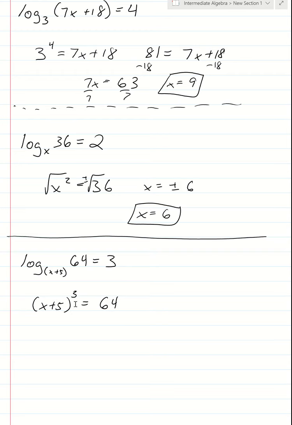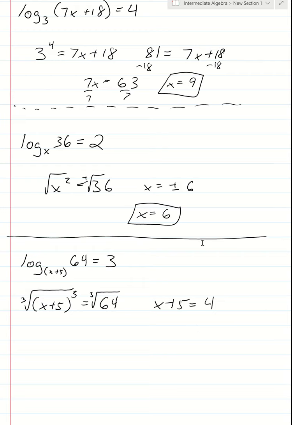Okay. Well, we have to get rid of this cubed power. When we wanted to get rid of the squared power, we took the square root of both sides. So if we want to get rid of a cubed power, we're going to have to take the cube root of both sides of our equation. When we take the cube root of x plus 5 cubed, we get just x plus 5, equaling, if we take the cube root of 64, that of course would give us 4.